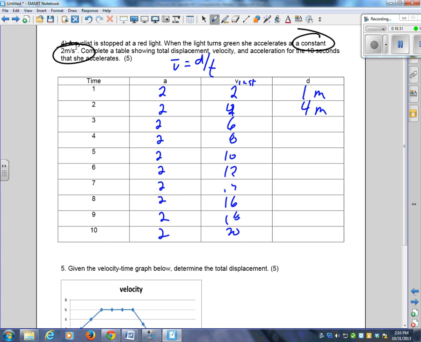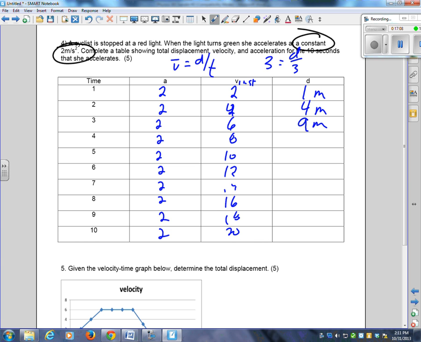I'll do it one more time. If you start at 0 and after 3 seconds you are going 6 meters per second, your average is 3. And you've averaged 3 for how long? 3 seconds. So you are now at a position of? You're averaging 3 meters per second over 3 seconds.